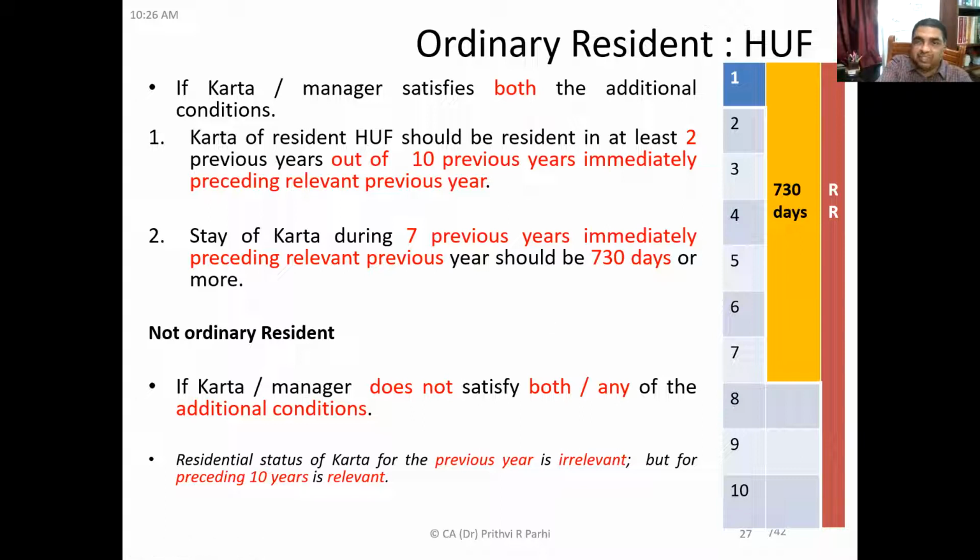If none of these conditions are satisfied, or any one of the conditions is not satisfied, then you can say the HUF is a resident, but not ordinarily resident. Friends, remember that the residential status of the Karta for the relevant previous year is irrelevant, but for the 10 preceding previous years it is relevant. Here we are seeing the residential status of the Karta.